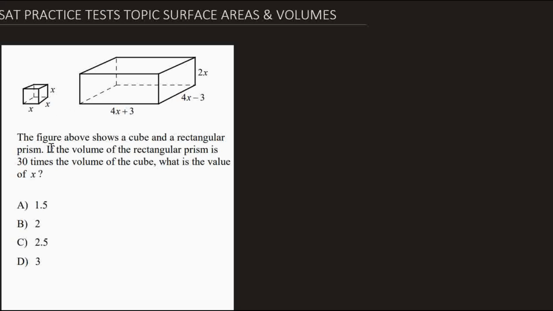The figure above shows a cube and a rectangular prism. If the volume of the rectangular prism is 30 times the volume of the cube, what is the value of x? So the keyword in here is volume of prism is 30 times of the cube.